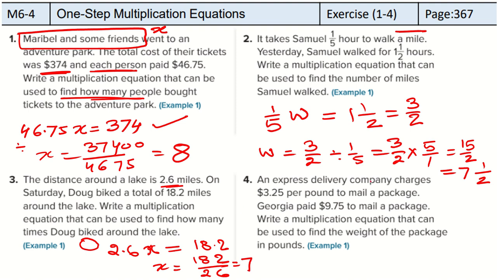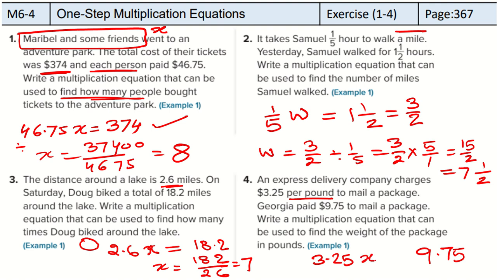Now an express delivery company charges $3.25 per pound to mail a package. Per pound, meaning for 1 pound it is $3.25. Georgia paid $9.75 to mail a package. So total how much money did she pay? $9.75. And then write a multiplication equation that can be used to find the weight of the package.